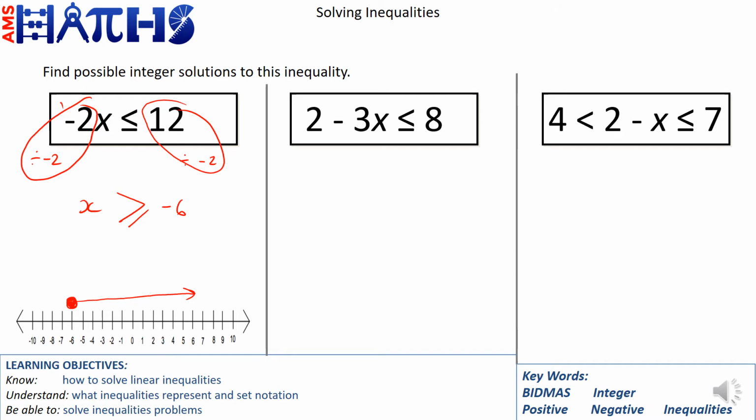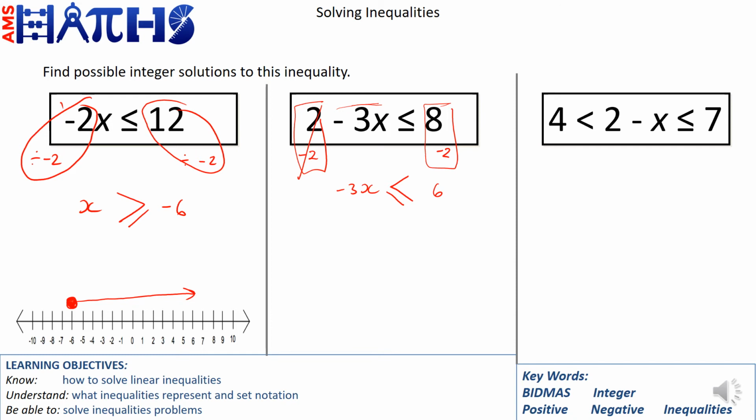So we have -3x there, but we have 2 in front of it, so we do have to get rid of that 2 first. So we subtract 2 on both sides. 2 minus 2 is 0, which leaves us with -3x, and 8 minus 2 is 6. Okay, we haven't divided or multiplied, so we should keep our sign in the same direction.